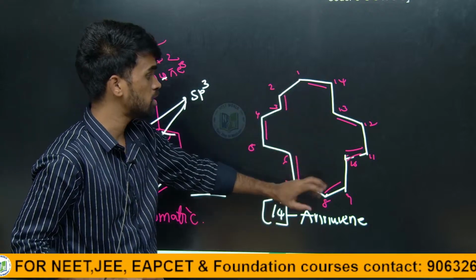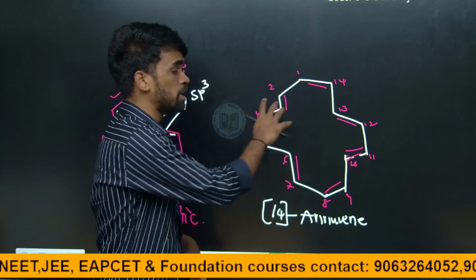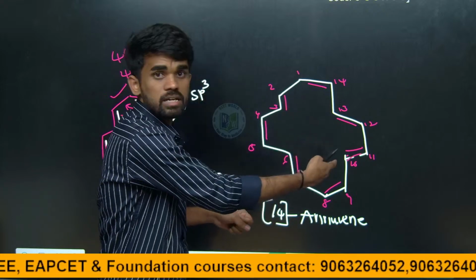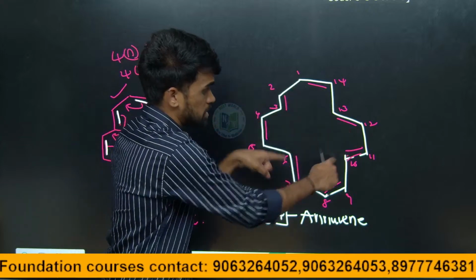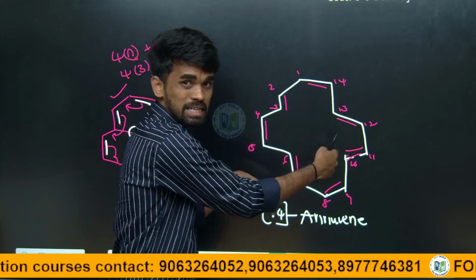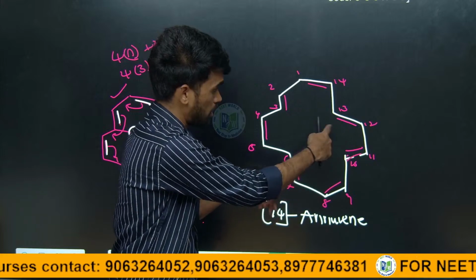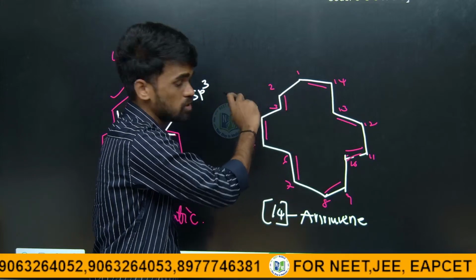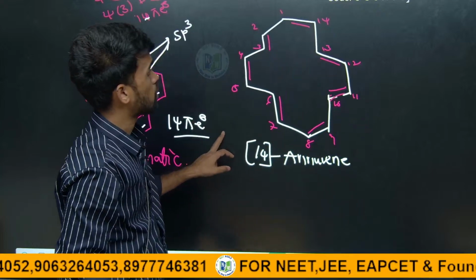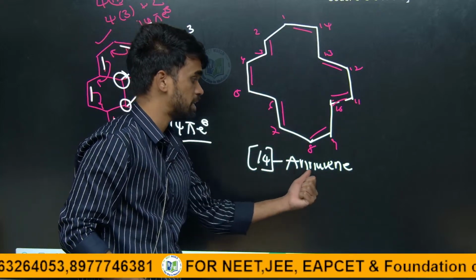So annulenes are what? Conjugated polyenes are called annulenes. These are conjugated systems with multiple double bonds, like dienes, where multiple enes, alkenes are present. So conjugated polyenes are considered as annulenes.